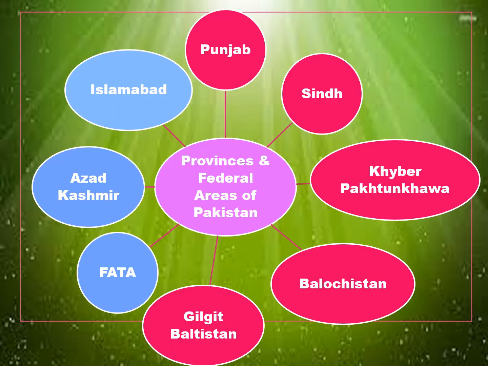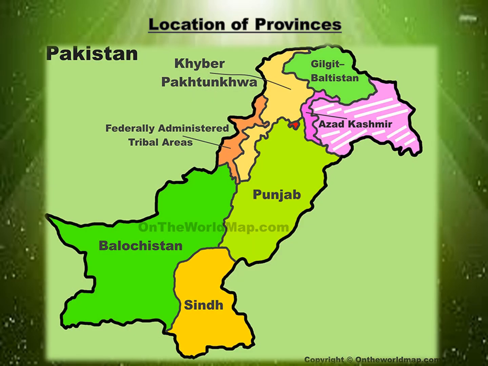Now, if we talk about the provinces and federal areas of Pakistan, Pakistan has 5 provinces, as I told earlier: Balochistan, Punjab, Sindh, Khyber Pakhtunkhwa and Gilgit-Baltistan. It has some federally administered areas like FATA, which is the Federally Administered Tribal Areas, and then Azad Kashmir and Islamabad. These are the federal areas. Now, the major provinces we can see in this map: Punjab, Sindh, Balochistan, federally administered areas, Khyber Pakhtunkhwa, Gilgit-Baltistan, and this is Azad Kashmir. And this is the occupied Kashmir map.